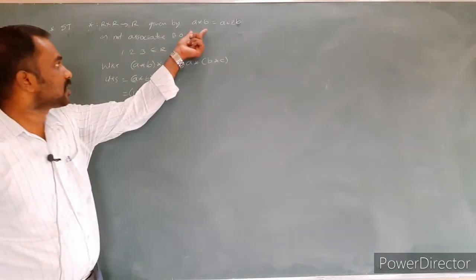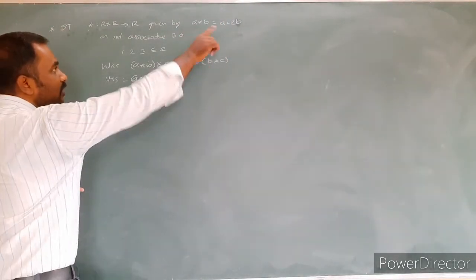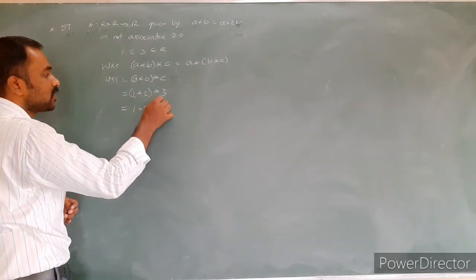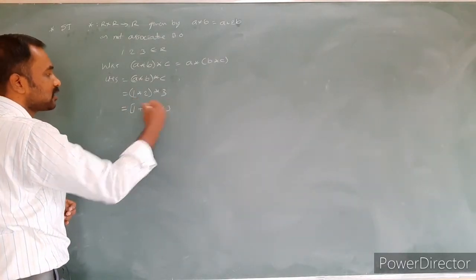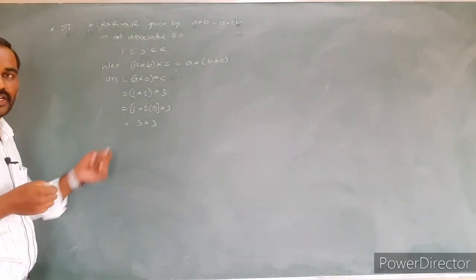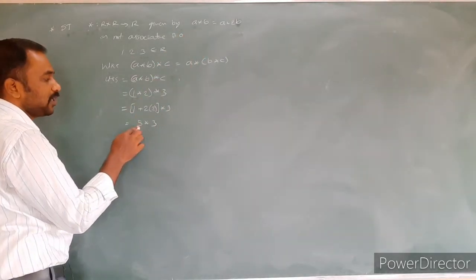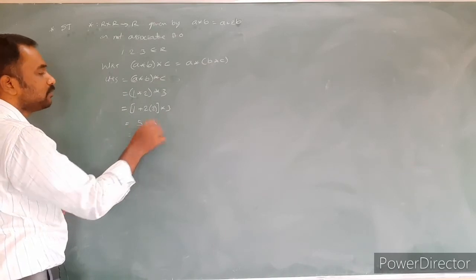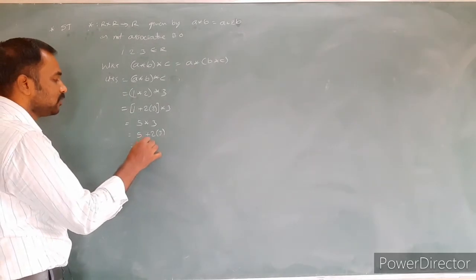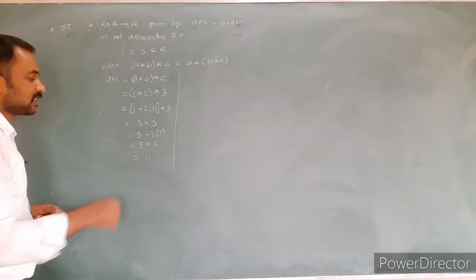So A star B is nothing but A plus 2B. Wherever A is there, put 1, and wherever B is there, replace it with 2. What happens? 1 plus 2 into 2, and then star 3. Simplify: 2 times 2 is 4, 4 plus 1 is 5, so 5 star 3. Again it is of the form A star B, in place of A 5, in place of B 3. What is the value? 5 plus 2 into 3, so 5 plus 6 is 11. This becomes L1.